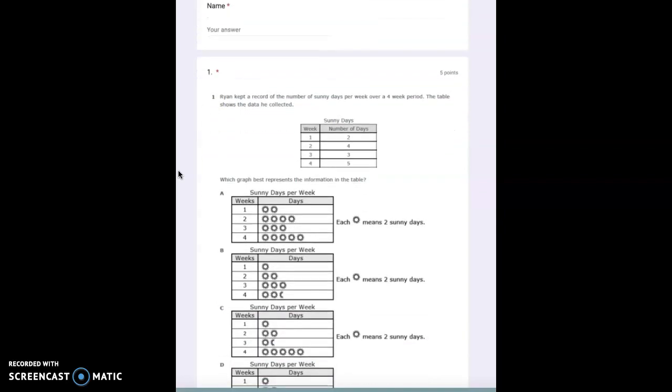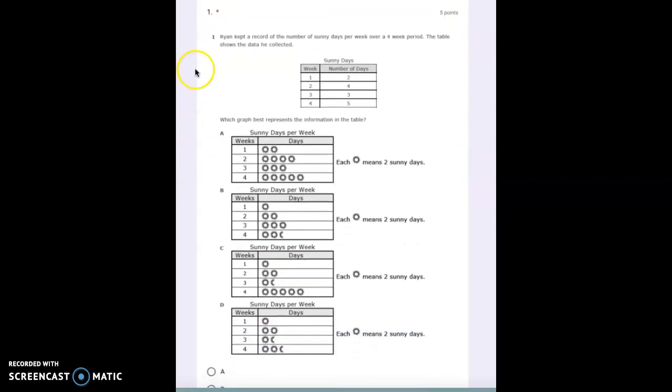Number 1. Ryan kept a record of the number of sunny days per week over a 4-week period. The table shows the data he collected. Sunny days. Week 1, number of days 2. Week 2, number of days 4. Week 3, number of days 3. Week 4, number of days 5.